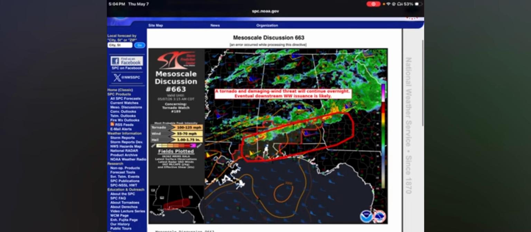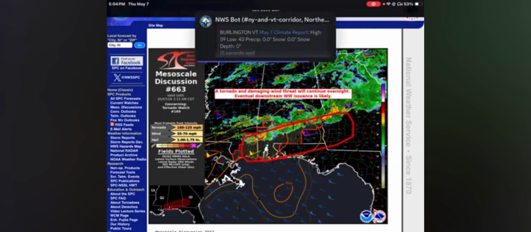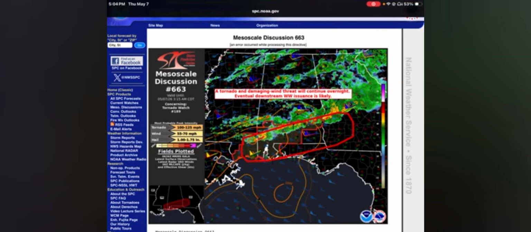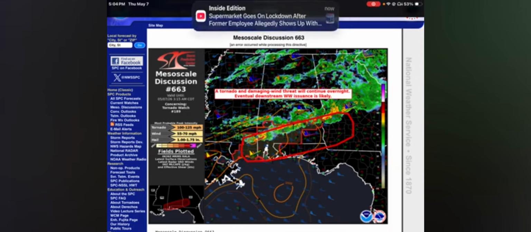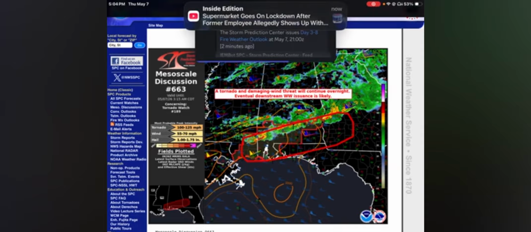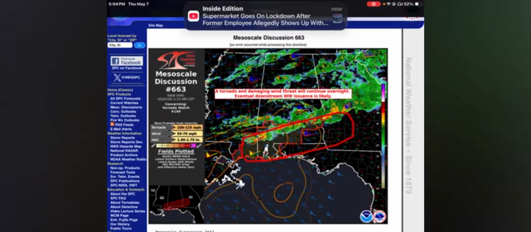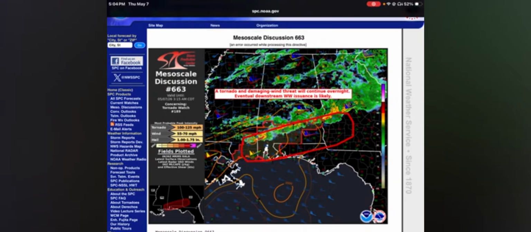So, a tornado and damaging wind threat will continue overnight. Eventual downstream weather watch issuance is likely. Concerning tornado watch number 189: tornado 100 to 125, wind 55 to 70, hail 1 to 1.75. Fields plotted: radar at 1:36 in the morning, latest surface observations, radar VID winds at 1 a.m., ML CAPE, and effective shear.